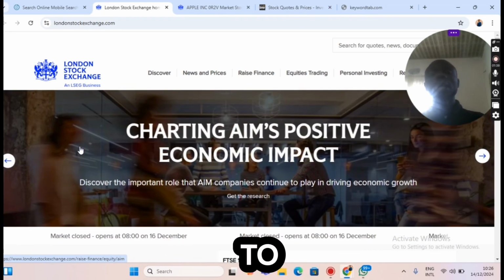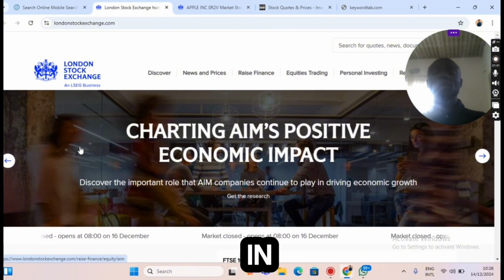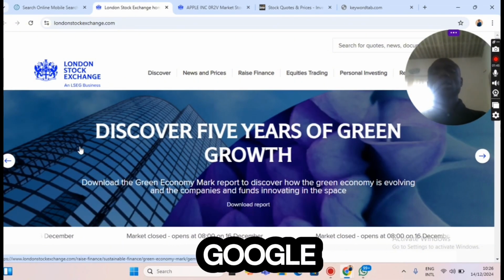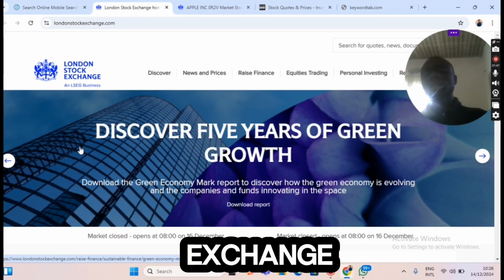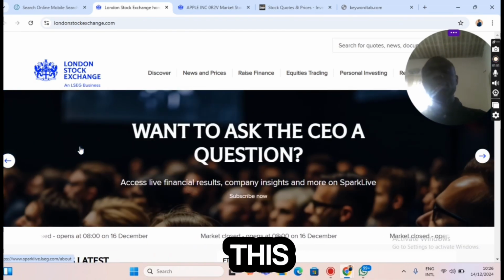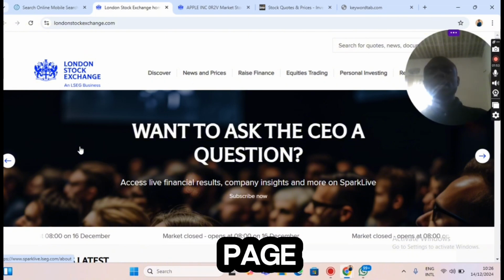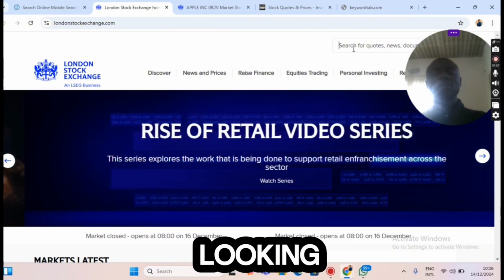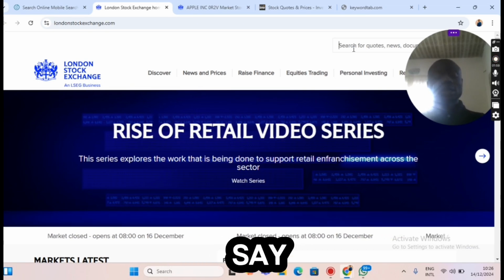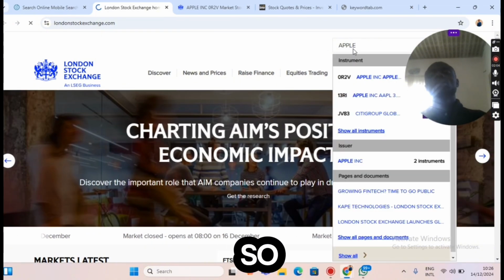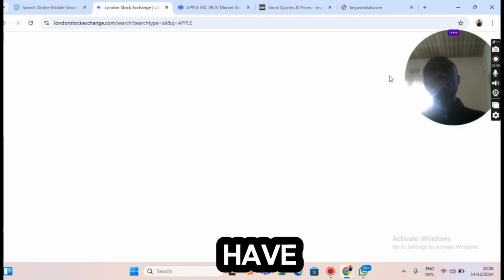You quickly go to it, if you don't want to invest in the Nigerian stock market. You quickly type London Stock Exchange on Google, click on the first one, and it will take you to this particular page, where you can search for the company you are looking for. Let's use Apple for instance. So you click on enter, and you can see that you have Apple here.